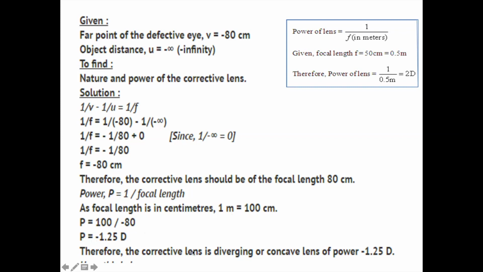And therefore, the corrective lens power is minus. Minus indicates which type of lens? It is a concave lens. And concave lens is which type of lens? It is a diverging lens. And what is the power? Minus 1.25. So you should be knowing all this very well. Centimeter has to be converted into meter because meter and diopters are connected. So for 80 centimeter, in order to convert it into meter, I'll have to write 80 upon 100. 100 will go up, and that is how I got 1.25.